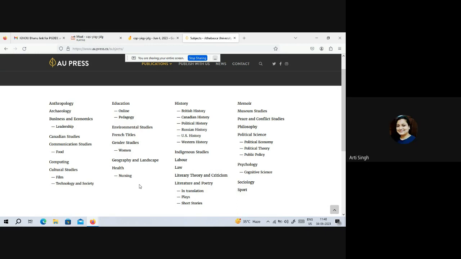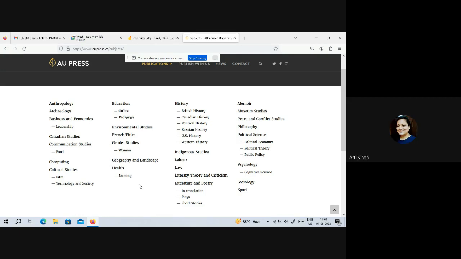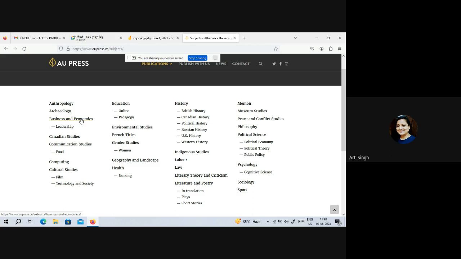Means for your IT students? It is human resource management, HR. Okay, HR. Human resource management, HRM. I think it will come. We can find it from here. It may come in business, or it will be in management.